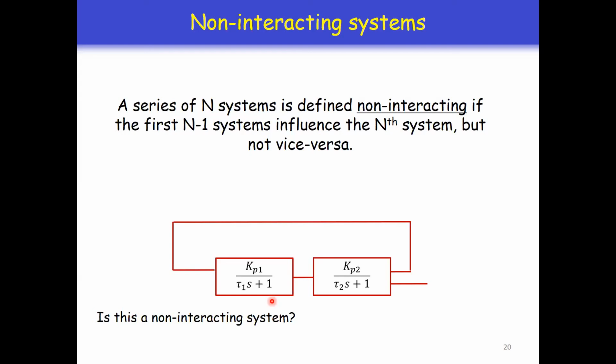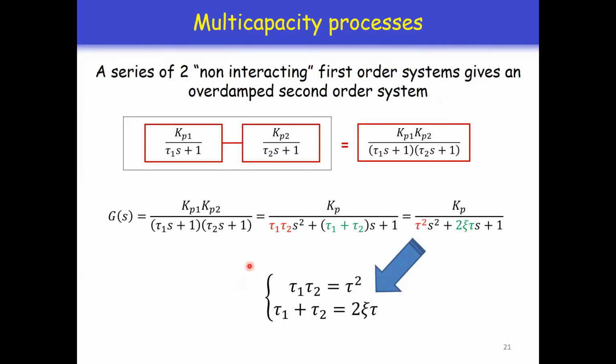And so a series of n systems is defined non-interacting if the first n-1 systems influence the nth system, but not vice versa. Okay, make sense? Yes. Okay, so with this definition provided, we now have a statement that we have to demonstrate. A series of two non-interacting first-order systems gives rise to an overdamped second-order system.